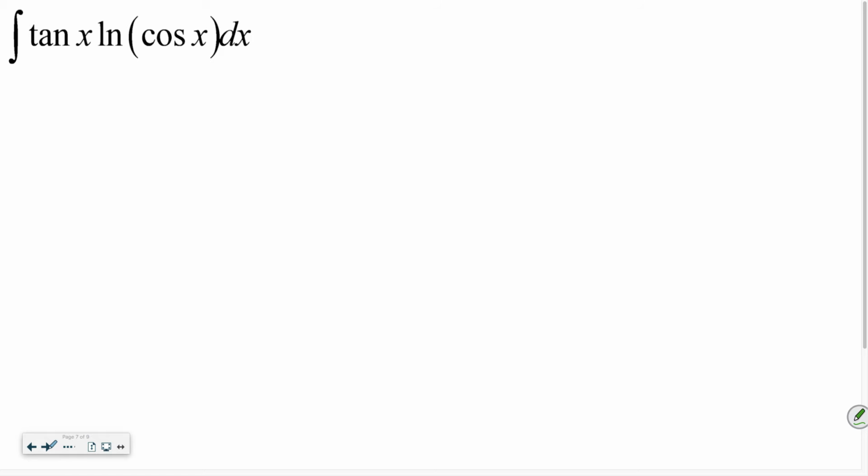Okay, thoughts about this one? You're remembering a relationship with the natural log of cosine and the tangent. Right? So if we were to try u substitution, because we have a composition here, what should we attempt to let u equal?